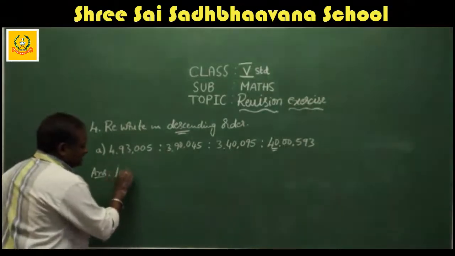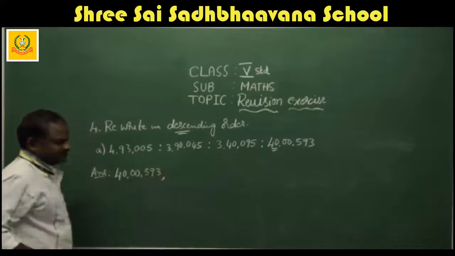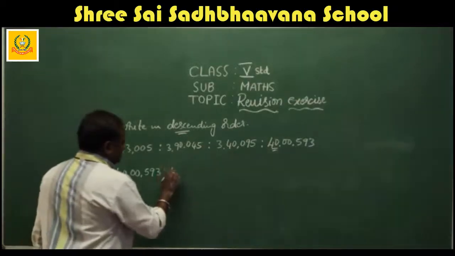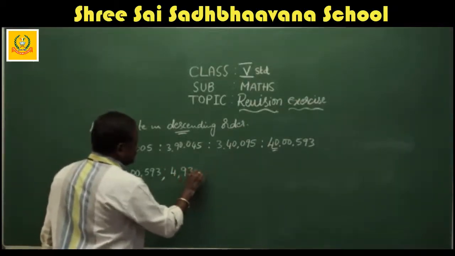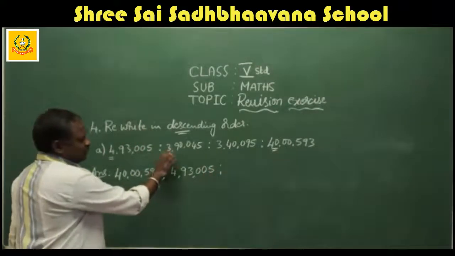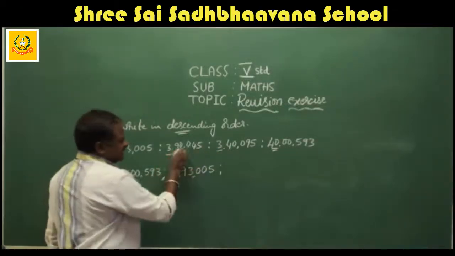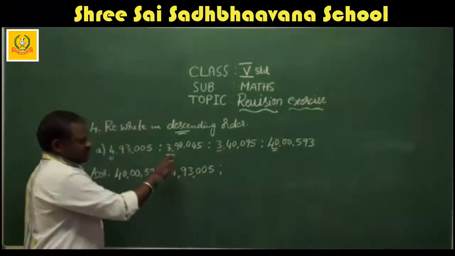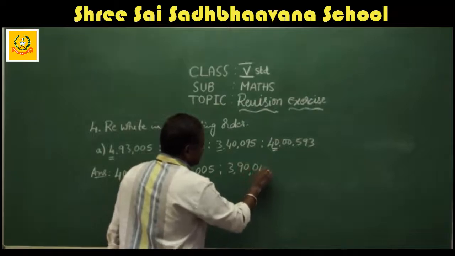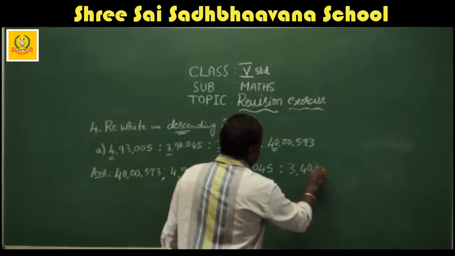So 40 lakhs 593. Second number 4 lakhs 93,005. The third number here both are 3 lakhs, 3 lakhs. So you compare here thousands. This is 90,000. This is 40,000. So 90,000 means 3 lakhs 90,045. Next, last 3 lakhs 40,095.